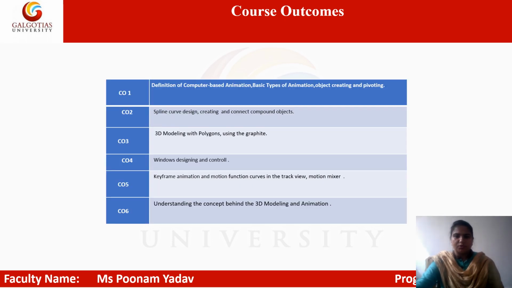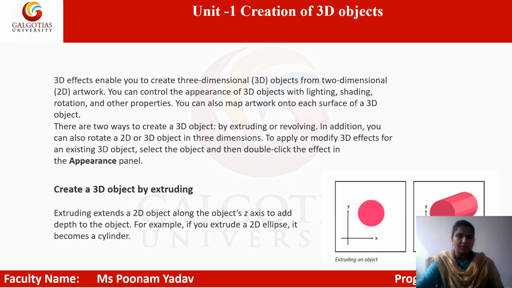This is the 3D object. After learning about the animation, we are discussing here what is 3D animation. Before going to that, what is 3D? Three dimension is basically nothing but the x-axis, y-axis and the z-axis.